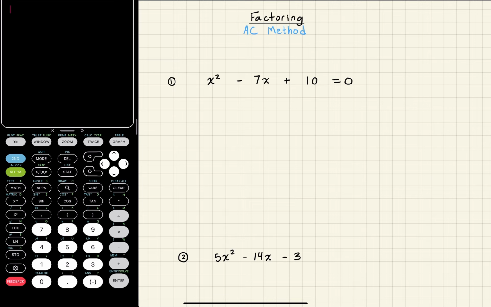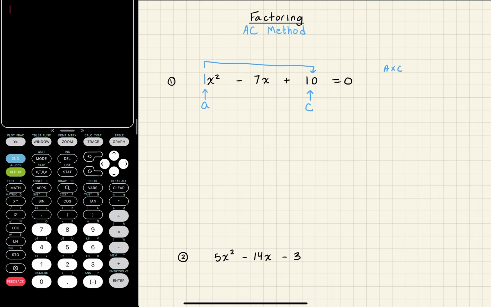So what is the AC method? The AC method is a way of factoring trinomials, and it starts off by telling us to multiply a times c. But what is a and what is c? Well, a is the leading coefficient here, which in this particular problem is a 1, and c is always your constant term, the term that does not have an x or a variable. So that's our c term. And the AC method begins by multiplying a times c.